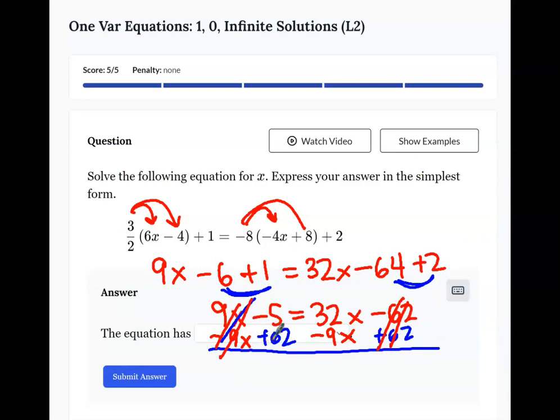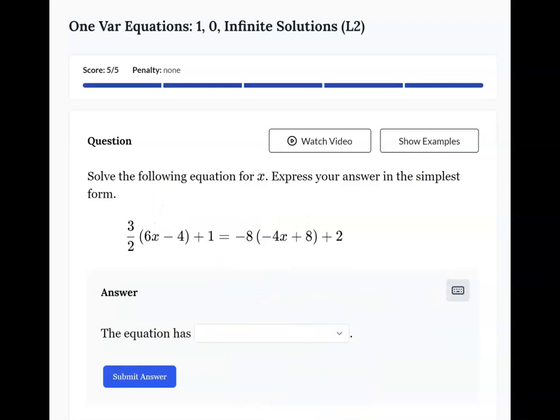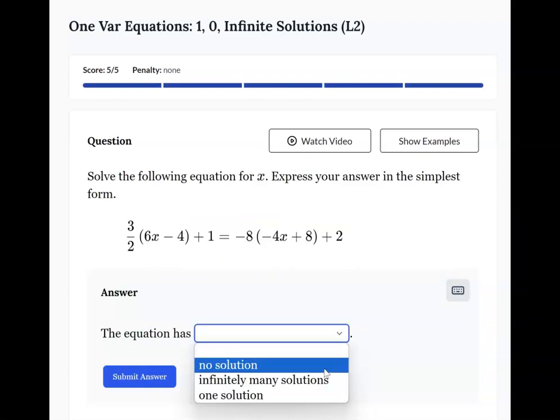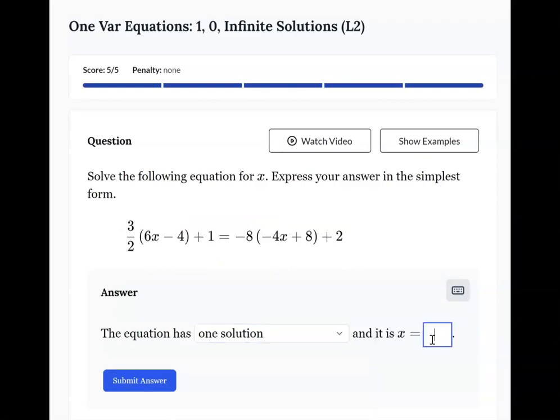Okay, so 62 minus 5 is 57, and 32 minus 9 is 23. Divide both sides by 23, and get your wacky answer. So the fraction 57/23 is our one solution. So make sure that we type that in the answer box.